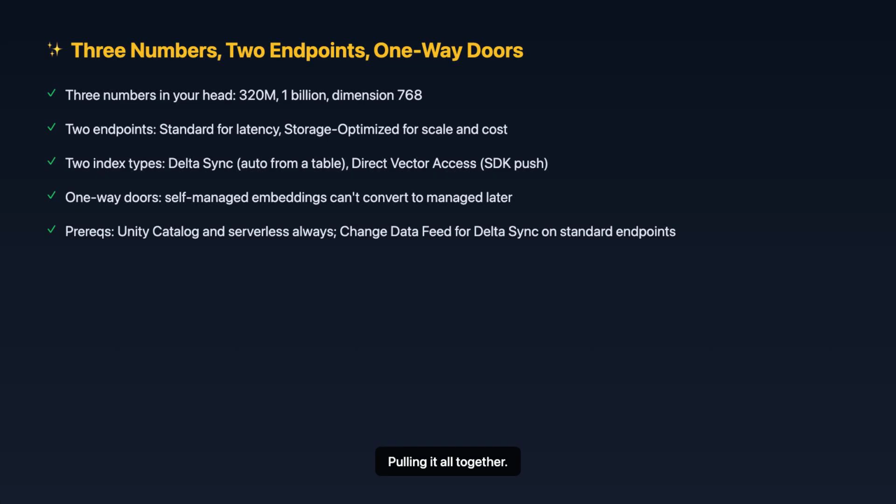Pulling it all together, 3 numbers in your head: 320 million, 1 billion, dimension 768. 2 endpoint shapes: standard for latency, storage optimized for scale and cost. 2 index types: delta sync that auto-pulls from a table, and direct vector access where you push via SDK. One-way doors: self-managed embeddings cannot convert to managed later. And for prerequisites, Unity Catalog and serverless compute are always required, and change data feed is required for delta sync on standard endpoints, but not on storage optimized. Now let's see how well that landed with a quick 5-question quiz.